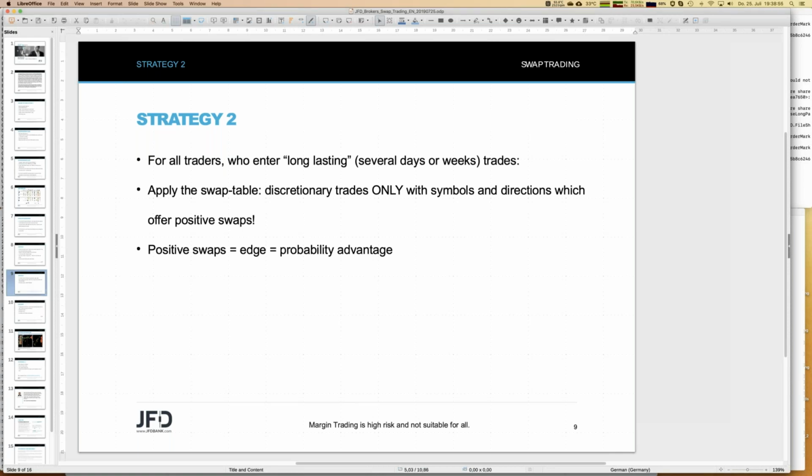Positive swaps are just an inherent edge, so we have a probability advantage on our side. As I mentioned, US dollar, Swiss franc, after 2 days, we have an intrinsic probability advantage. That's the reason why I mentioned it now, third time, I think. It's really a good thing to have those kind of edges.